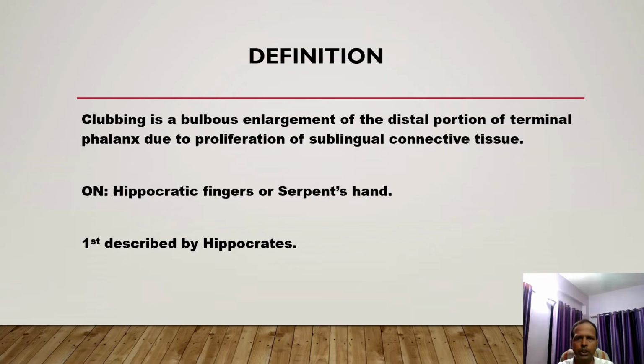So first we will discuss the definition. Clubbing is a bulbous enlargement of the distal portion of the terminal phalanx due to proliferation of subungual connective tissue, and the term was first given by Hippocrates. It is called Hippocratic fingers or serpent's hand, as first described by Hippocrates.